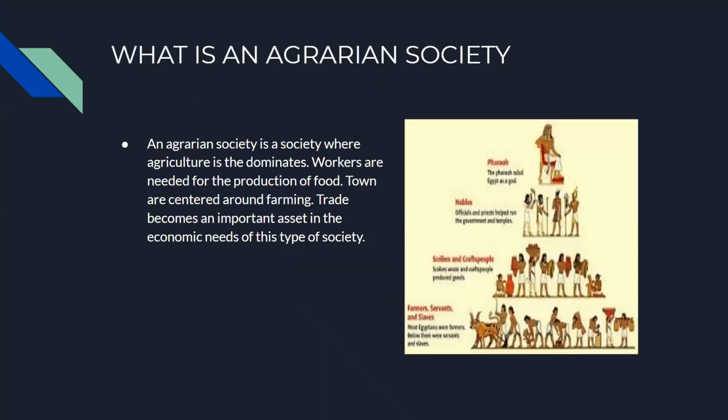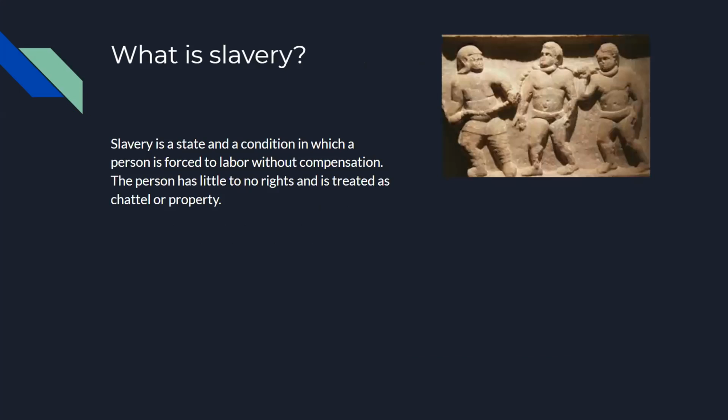All right, so let's go ahead and start it off. What is an agrarian society? Well, an agrarian society is a society where agriculture dominates. Workers are needed for the production of food. Towns are centered around farming. Trade becomes an important asset in the economic needs of this type of society. So an agrarian society is a society that's based on farming and the production of crops on the farm, just to simplify it.